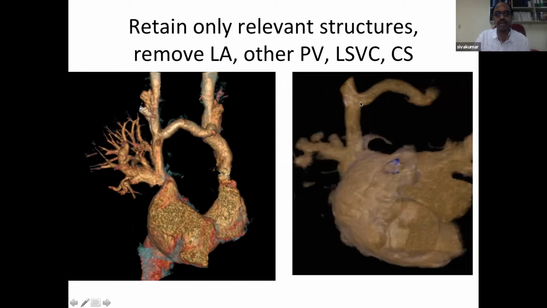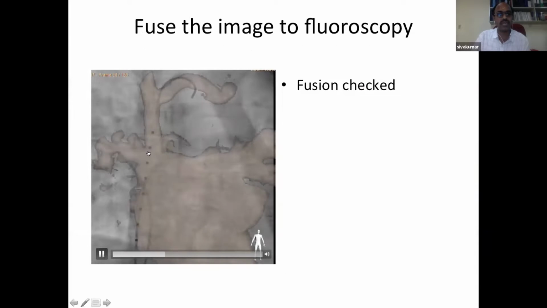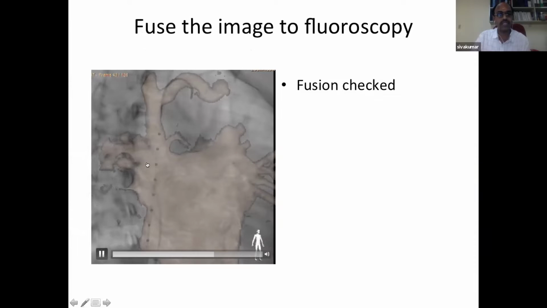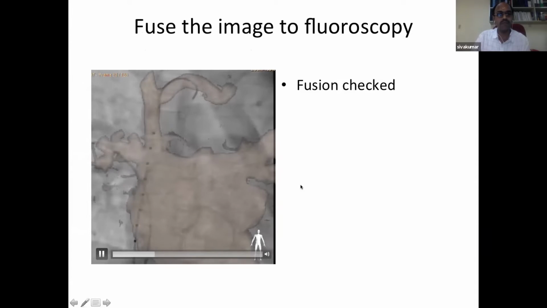So we have created a cast. So right superior vena cava, right upper pulmonary vein, sinus venosus ASD. We take it, fuse it in the fluoroscopy. So this is to check whether the fusion is correct. So catheter goes into the right upper pulmonary vein, catheter goes into the superior vena cava, fusion is reasonably appropriate.